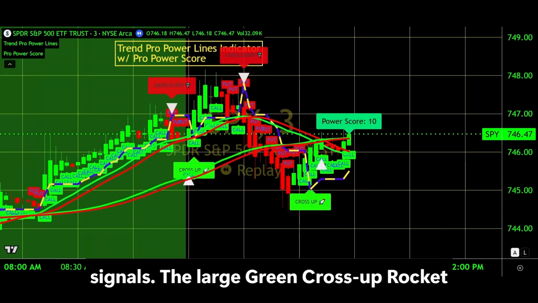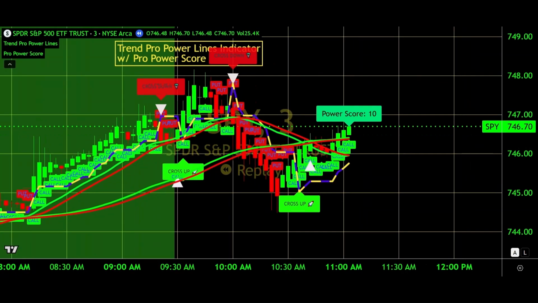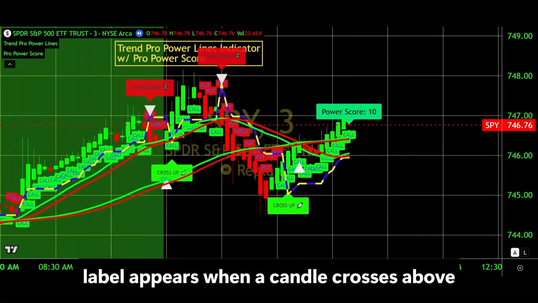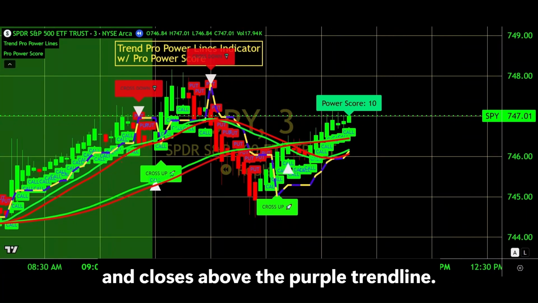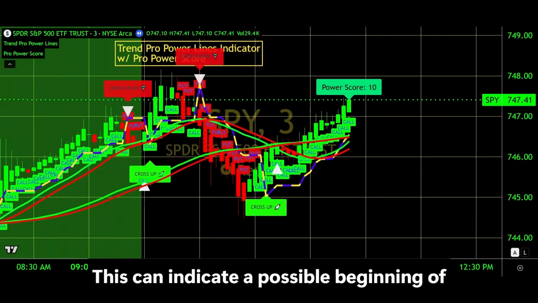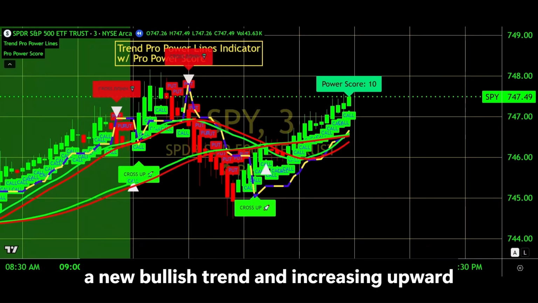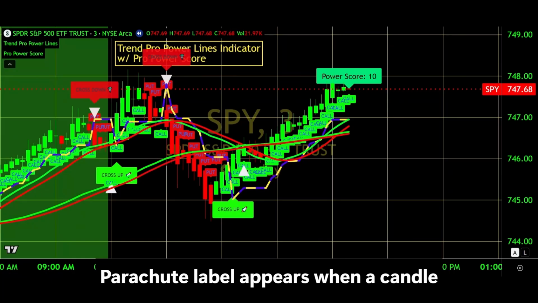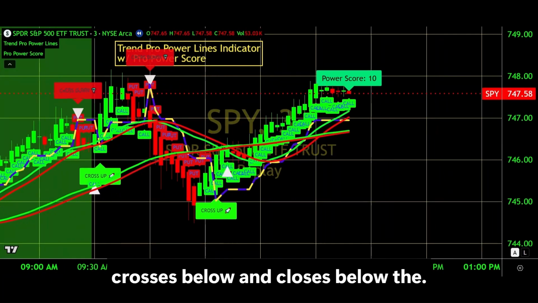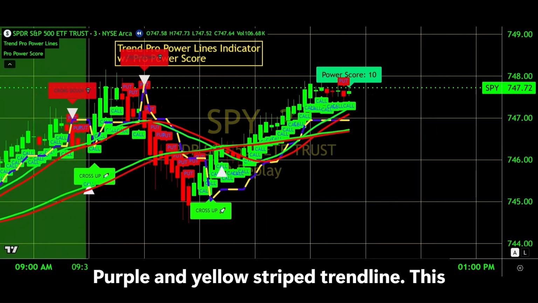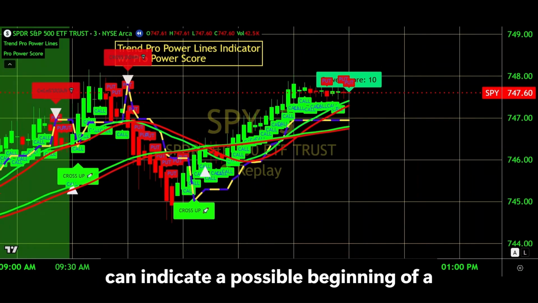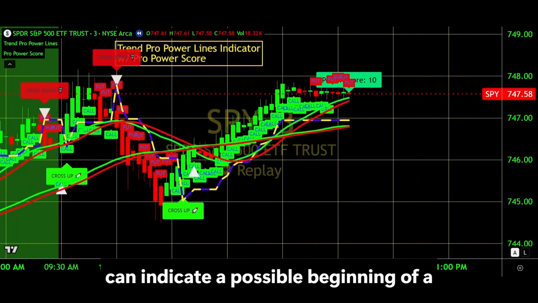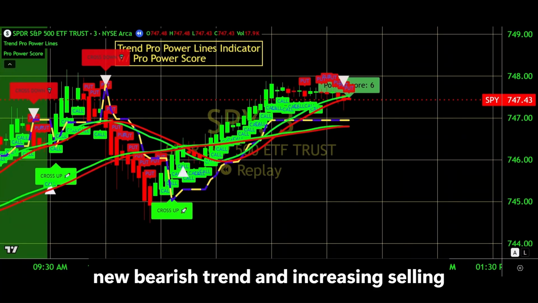Now, let's look at the major trend change signals. The large green cross-up rocket label appears when a candle crosses above and closes above the purple trend line. This can indicate a possible beginning of a new bullish trend and increasing upward momentum. The large red cross-down parachute label appears when a candle crosses below and closes below the purple and yellow striped trend line. This can indicate a possible beginning of a new bearish trend and increasing selling pressure.